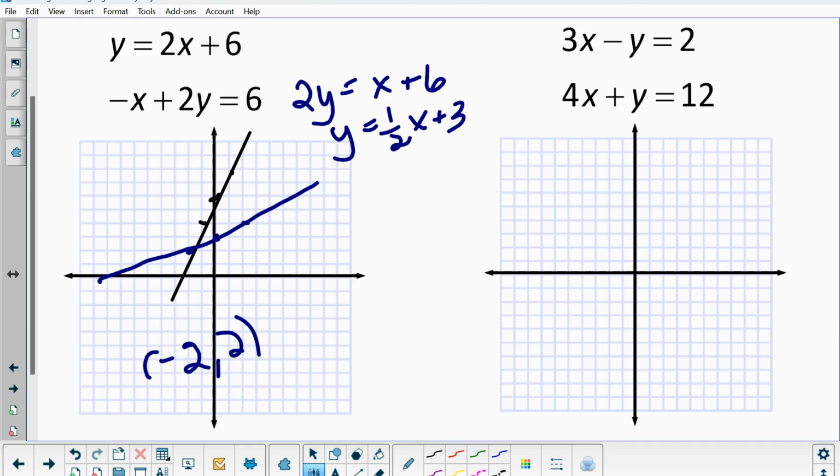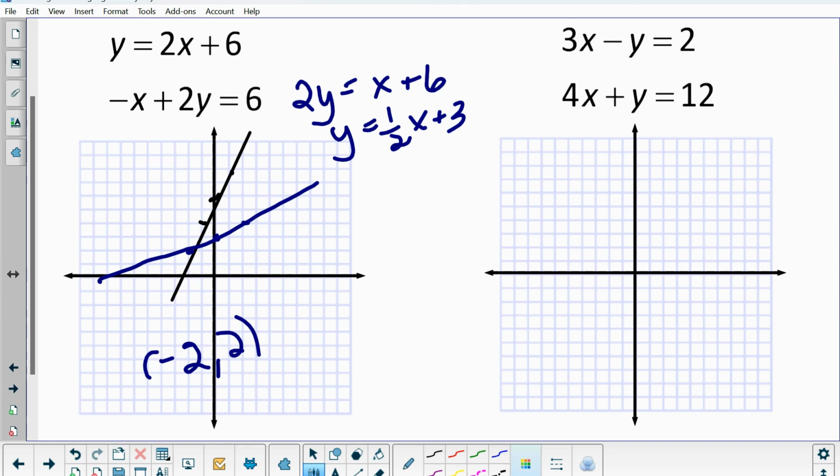And remember, you can check that by substituting the values in to see if you get that y. So if you put negative 2 in here, you get negative 4 plus 6, which is positive 2, which is this value right here.